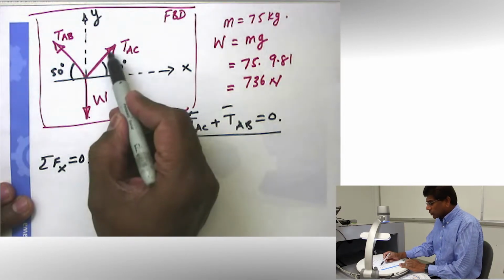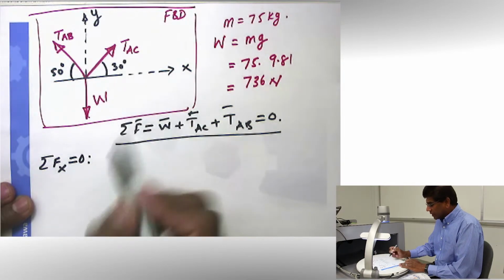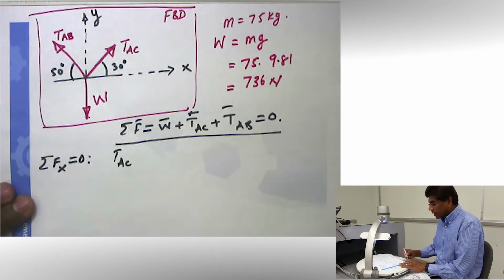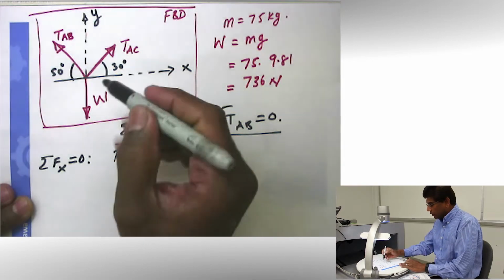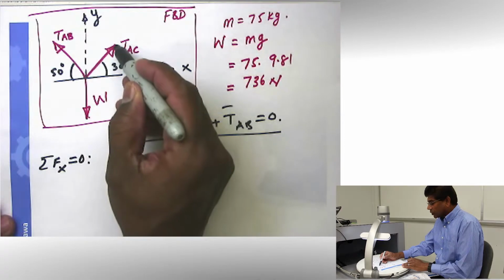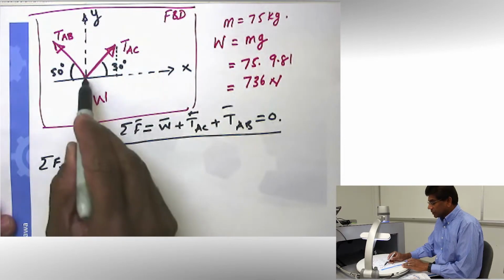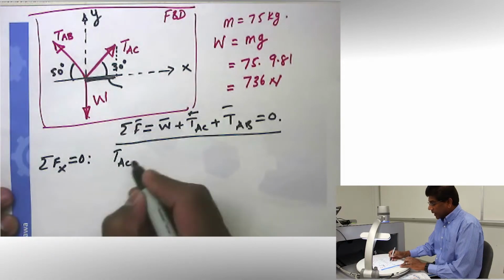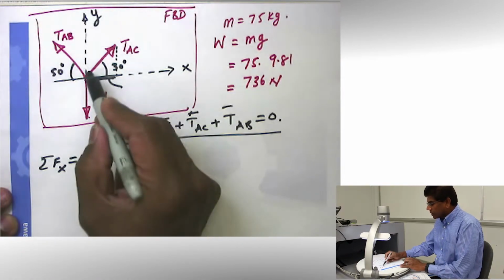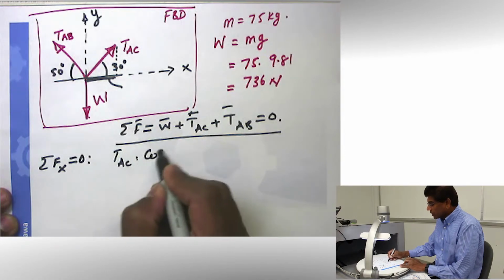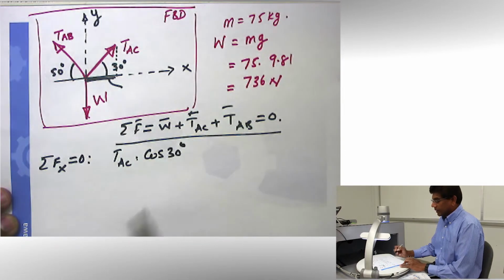I'm going to start with force in cable AC, which is tension AC, and I want to find the x component of that. As you know, in order to find the x component, all I have to do is project this force onto this axis. So I get this component. This is my x component. And that x component can be obtained using simple trigonometry, TAC times cosine 30 degree.